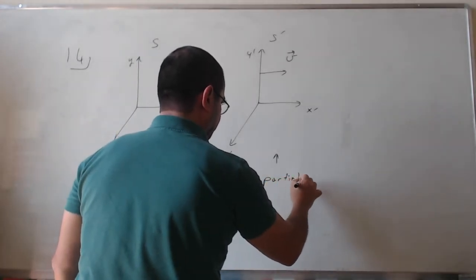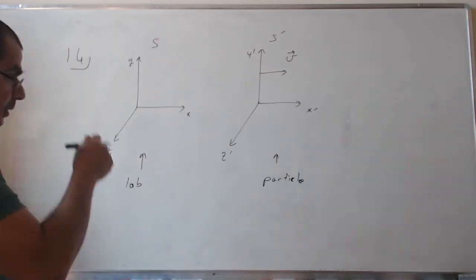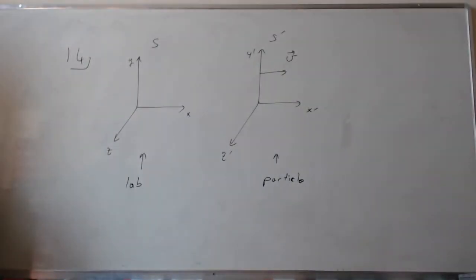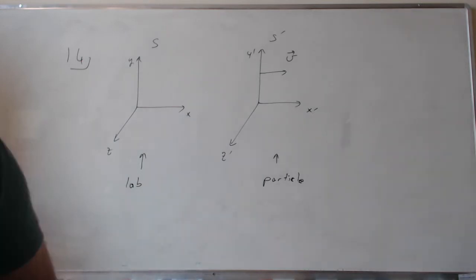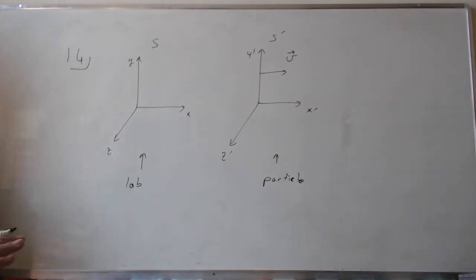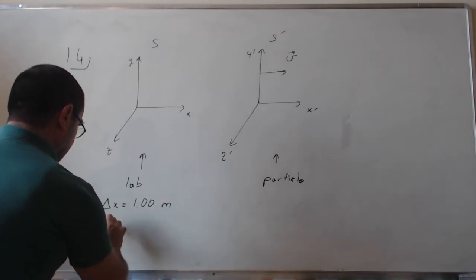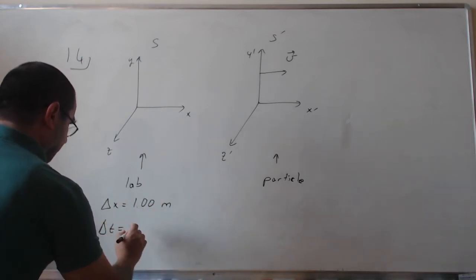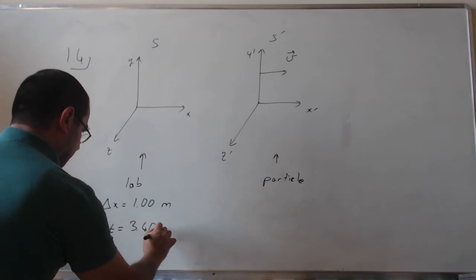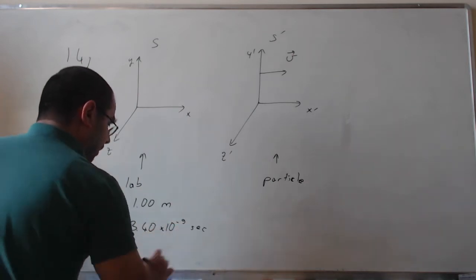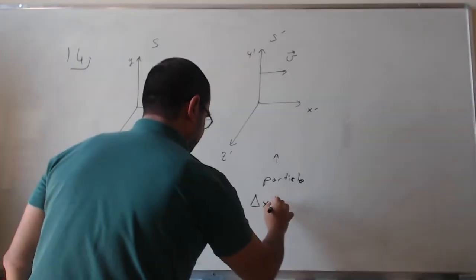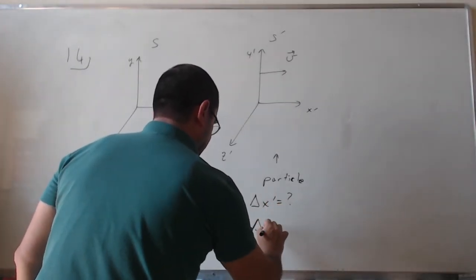So you don't need to be this formal about this problem. I just want to make this general so you can actually look at and solve more complicated problems. So they're telling us that this particle moved 1 meter in a certain amount of time. Let me just check what that time is. 3.40 nanoseconds. So these are all measured in the lab frame. So delta x is equal to 1 meter, and delta t is equal to 3.40 times 10 to the minus 9 seconds. And they're asking us, in the particle's reference frame, what is delta x prime and what is delta t prime.